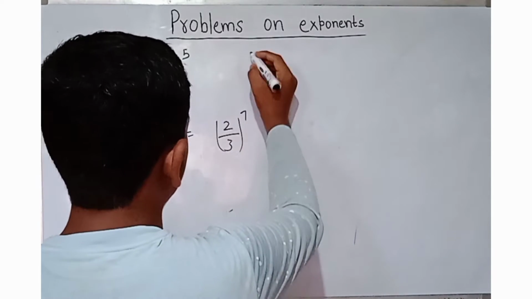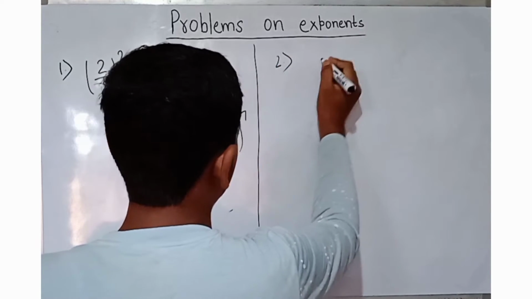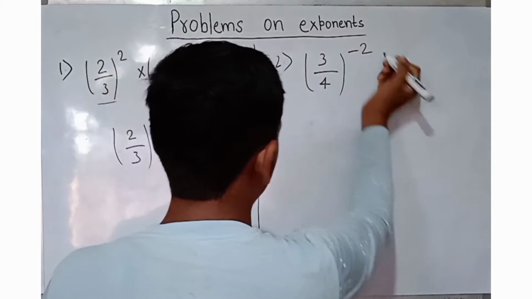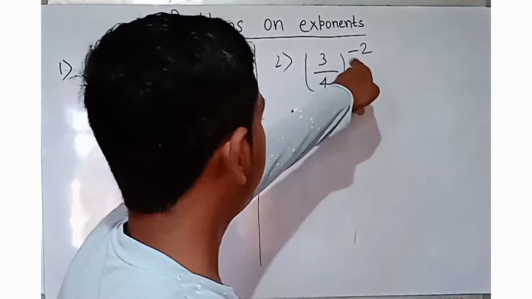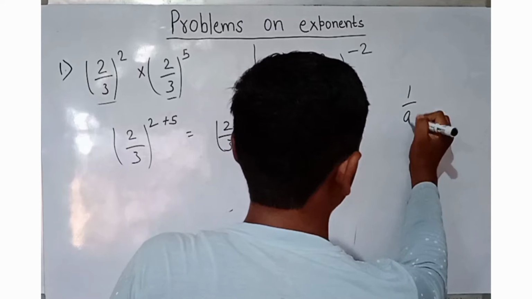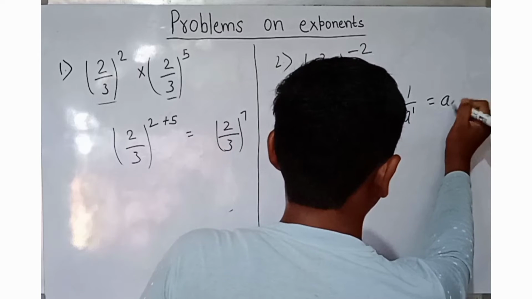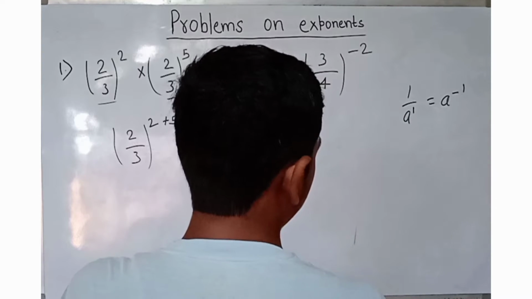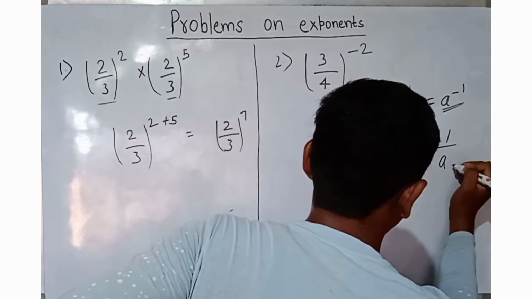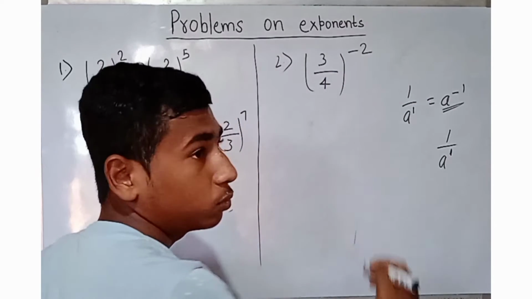The second question is 3 by 4 power minus 2. If you remember the law which I have told you, that 1 by a power 1 is equal to a power minus 1, it means it is in negative, and if you reciprocate 1 by a, it will be positive a power 1. So here we are going to do the same thing.